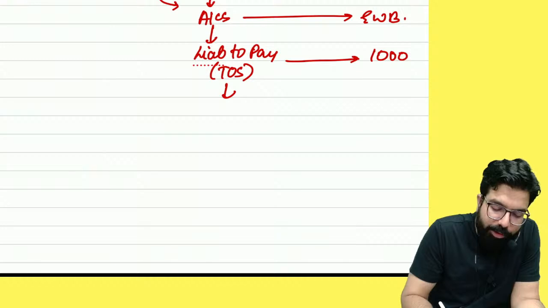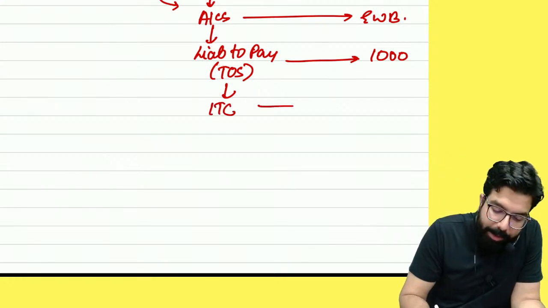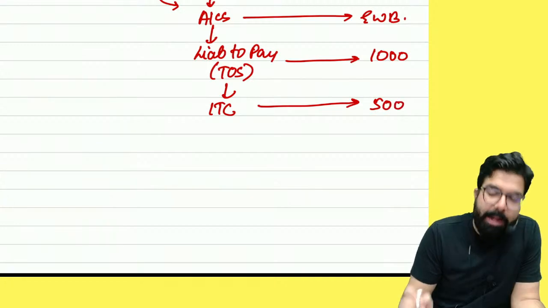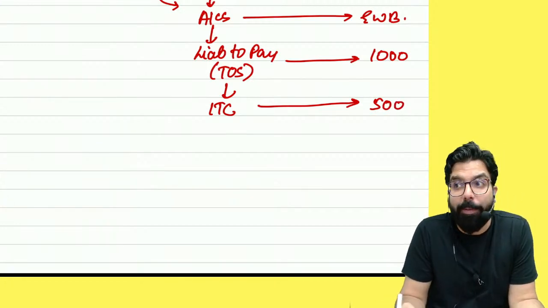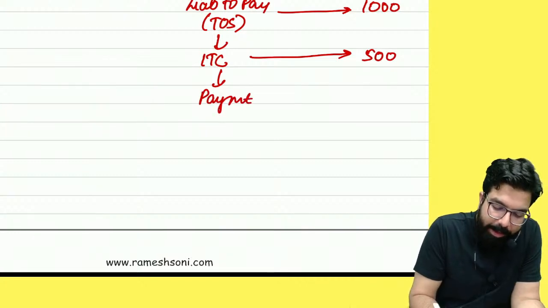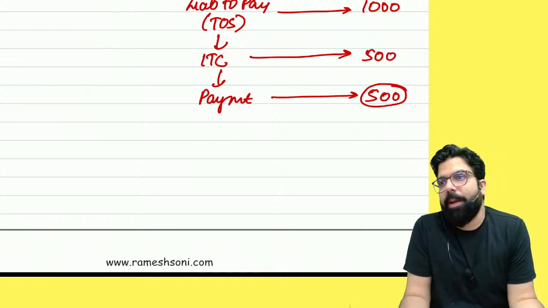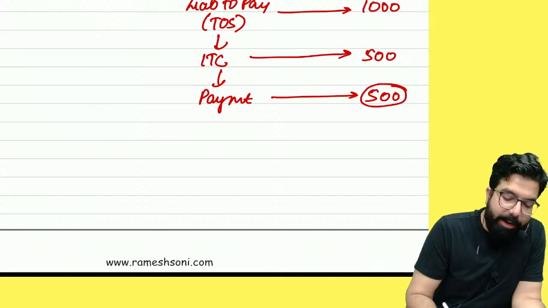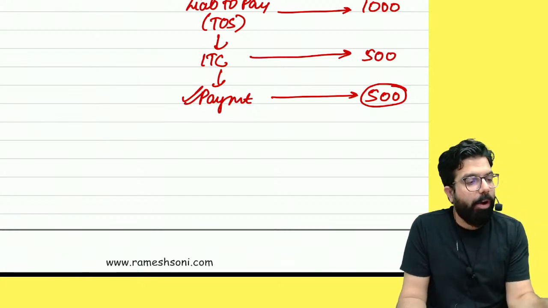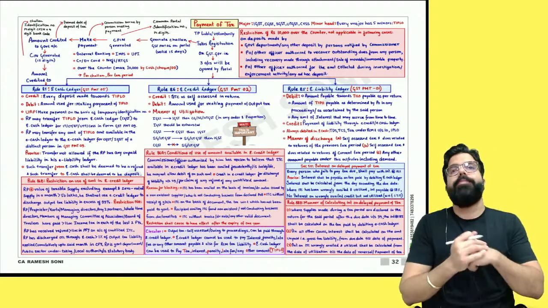You will use your input tax credit. For example, I have input tax credit appearing in my GSTR 2B of 500 rupees. Then the remaining amount, I will have to make the payment. How much will I pay? 500 rupees is the remaining amount which I'll have to pay. Are we clear, everyone? So today we are going to talk about payment of tax.